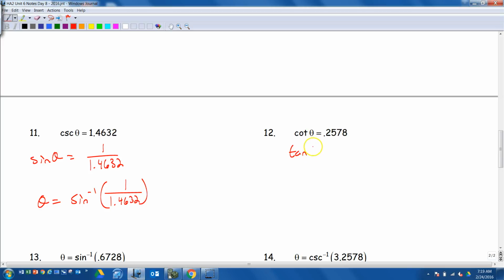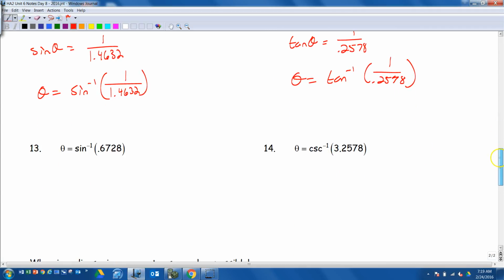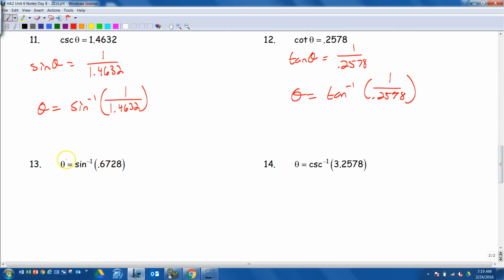The reciprocal of cotangent is tangent, so we can flip the ratio. So our theta that we're going to enter in is tan inverse of 1 over 0.25878. Now these, be careful. Well, this one is just you type it in. It's already solved, so literally you just type that in.